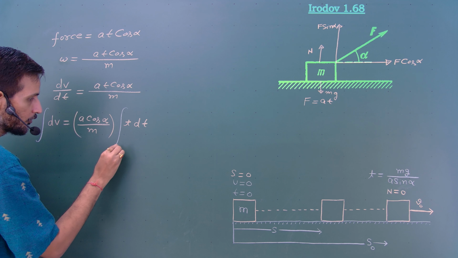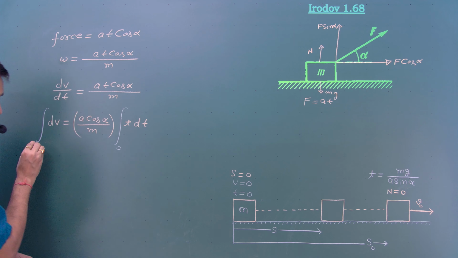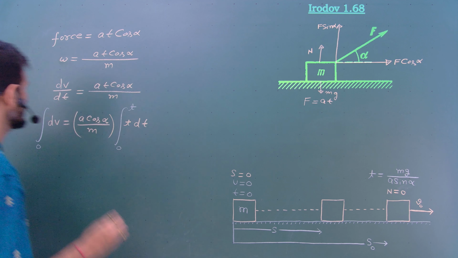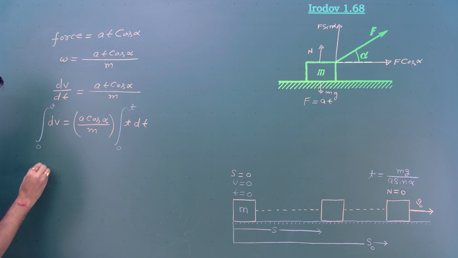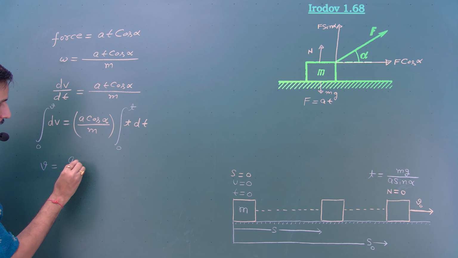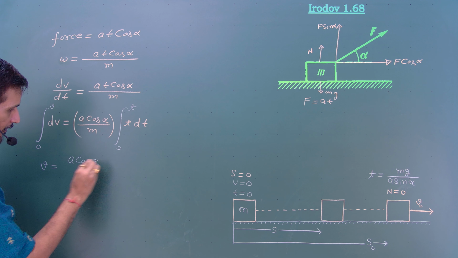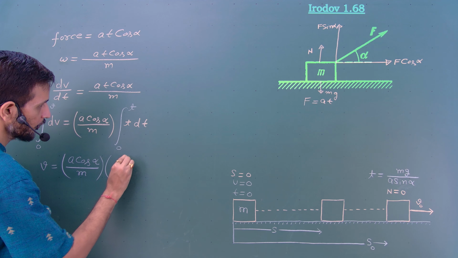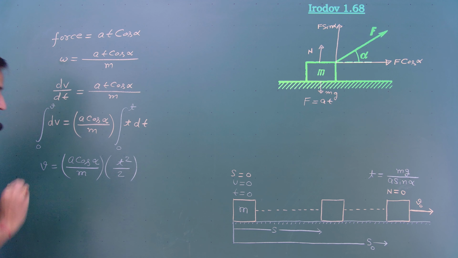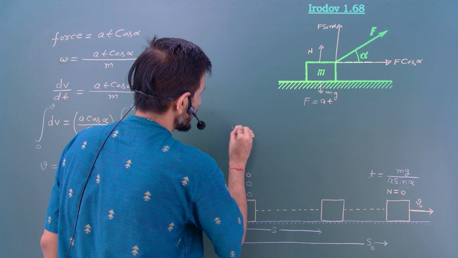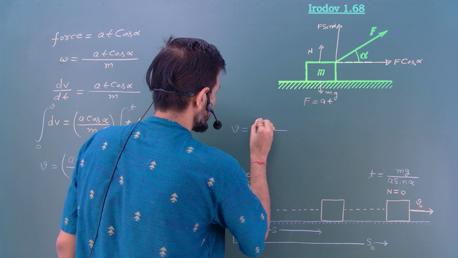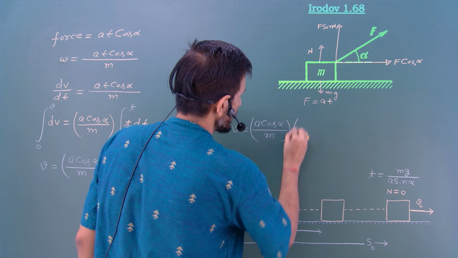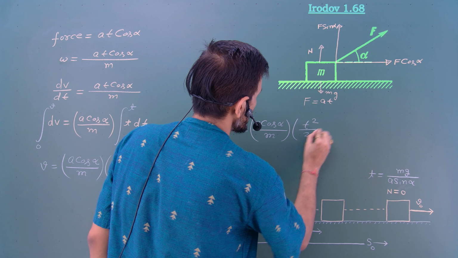So at t equal to 0, body is at rest, so u equal to 0. At any random time t between this situation, velocity is v. So v equal to A cos alpha divided by m into t square by 2. So this is the equation of velocity. So I write the equation of velocity is A cos alpha divided by m into t square by 2.